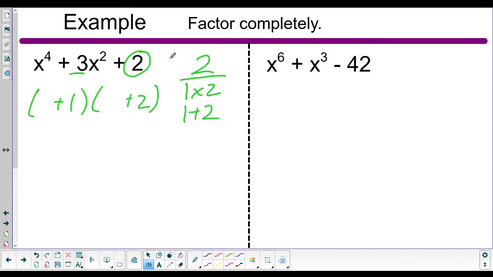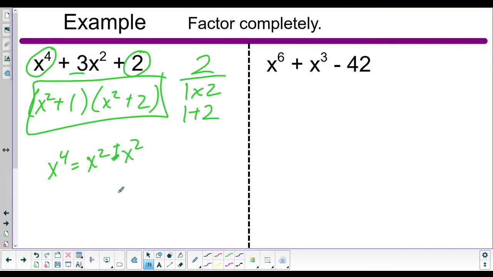Now we have to ask ourselves, how can I get an x to the 4th? We want to multiply something by itself to get x to the 4th. What that thing is, is x squared, not plus, times. So x squared times x squared is x to the 4th. When you're multiplying, you're just adding exponents. So we're going to have x squared plus 1 and x squared plus 2. And that's factored.